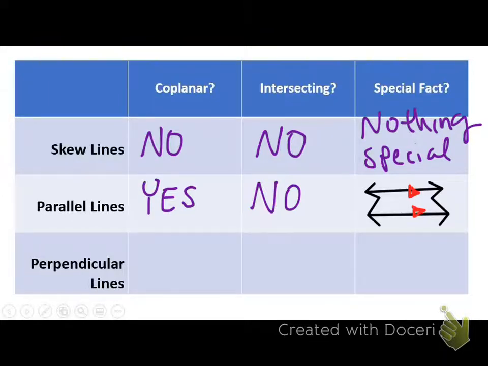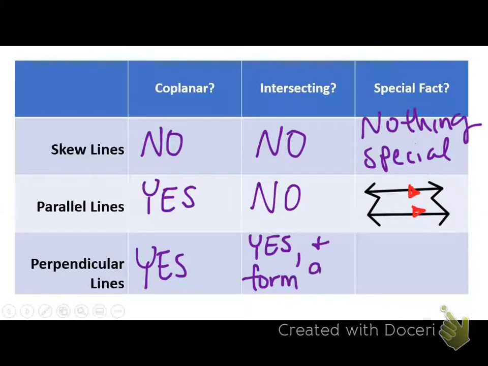And then last, perpendicular lines. Are perpendicular lines on the same plane? Yes. Do they intersect? Yes. And what do they do when they intersect? They form a 90-degree angle.